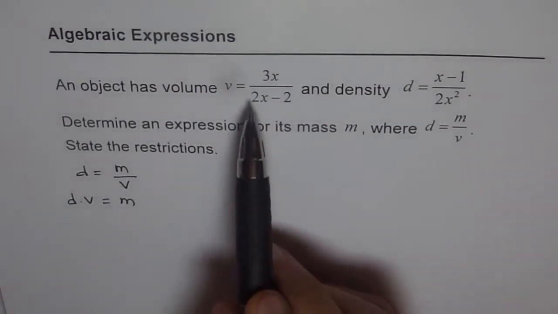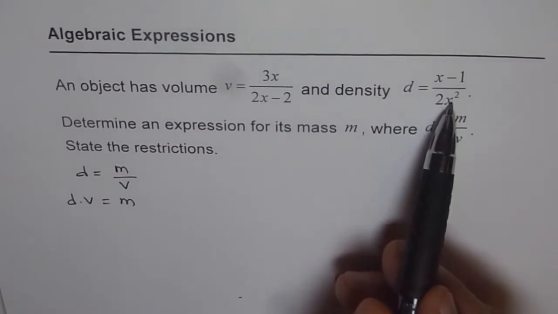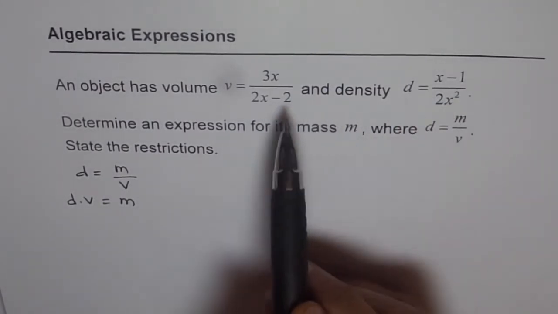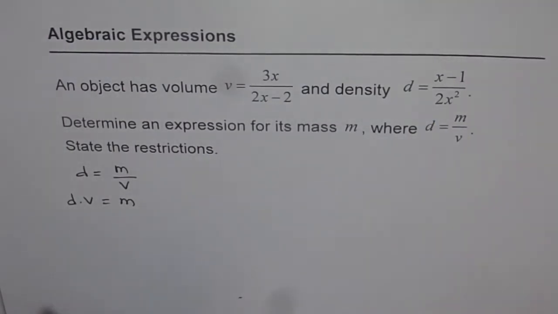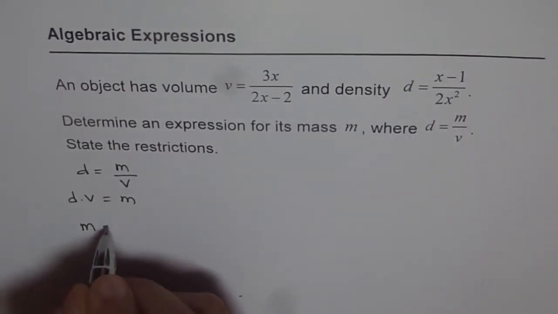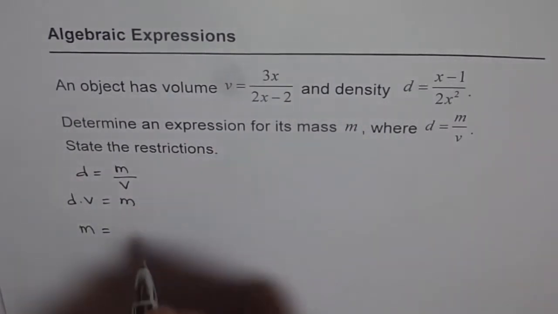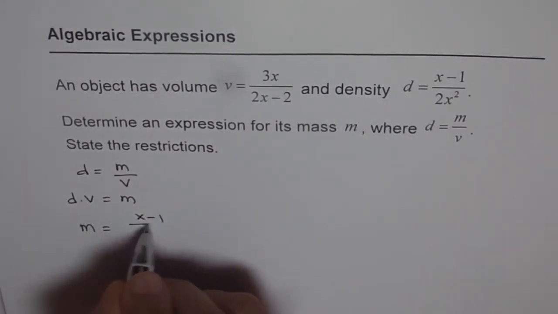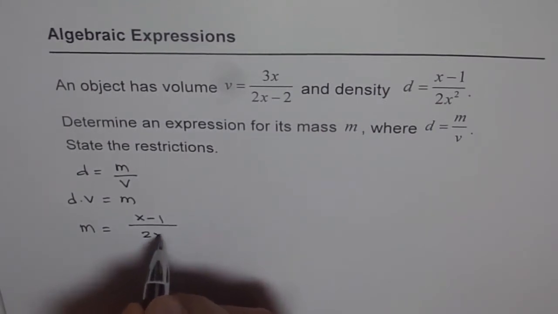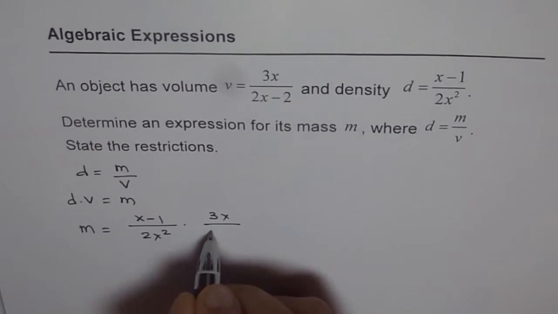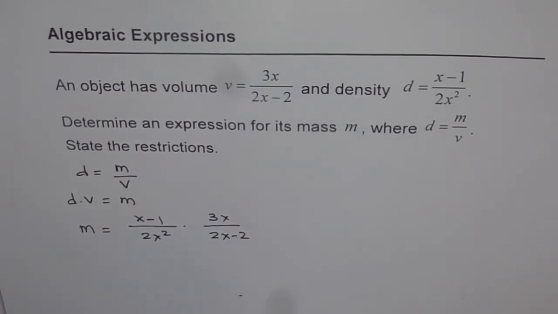We are given both density and volume here. This is the density, this is the volume. So when we multiply them, their product is going to give us the mass. So let's write down: mass is equal to density times volume. That means x minus 1 divided by 2x squared times 3x divided by 2x minus 2. So that is the expression which we get for mass.